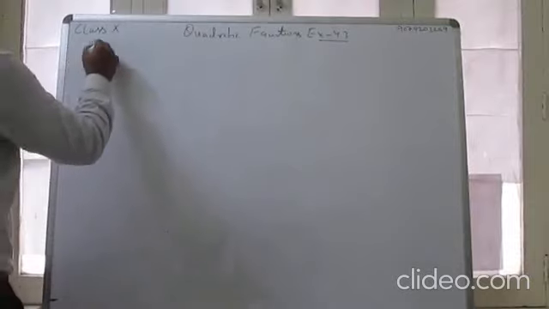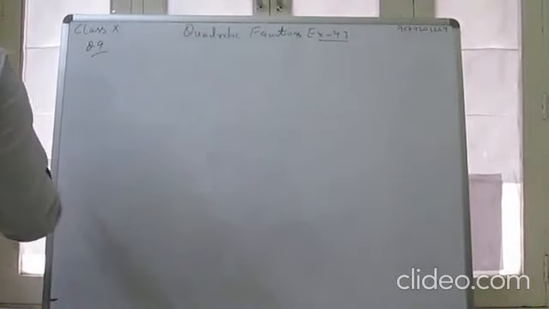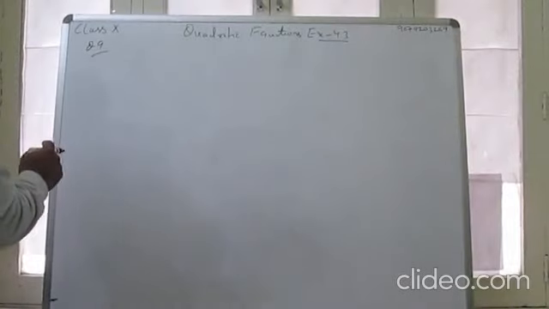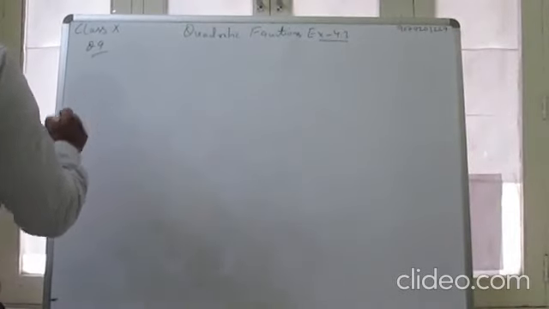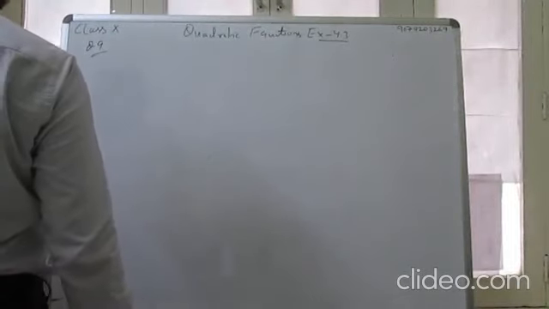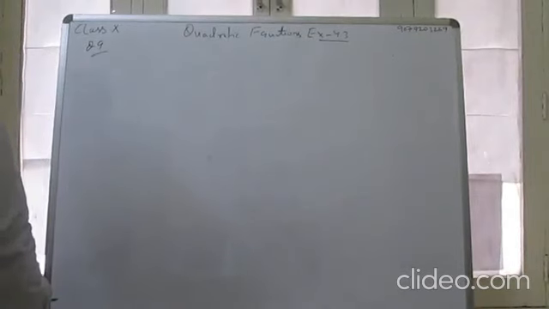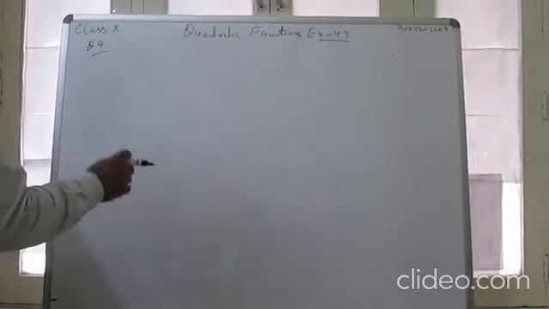Question 9. Two taps together can fill a tank in 9 3/8 hours. The tap of larger diameter takes 10 hours less than the smaller one to fill the tank. Find the time in which each tap can separately fill the tank.